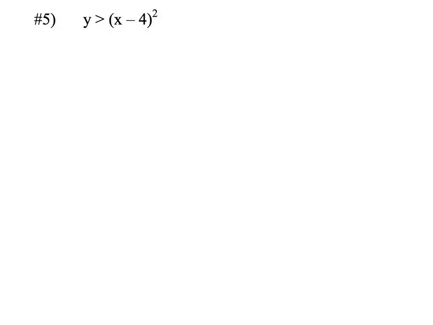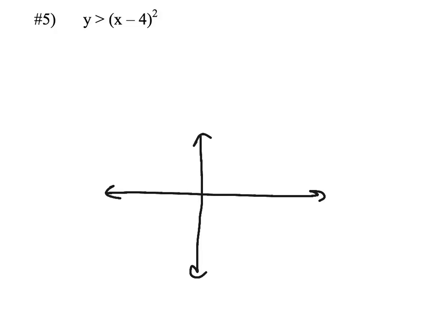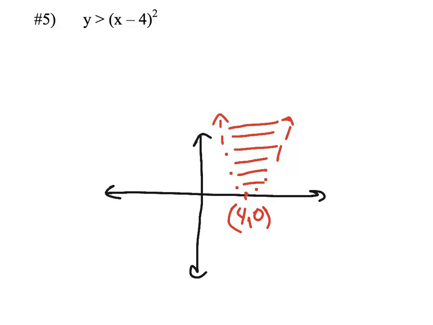Number 5, once again we have our x and y axis. This is a parabola. The -4 translates it to the right 4. So the boundary looks a little something like this. It says y is greater than, so it's shaded above. To find the y-intercept, we already have the x-intercept. Put 0 in for x into the boundary.